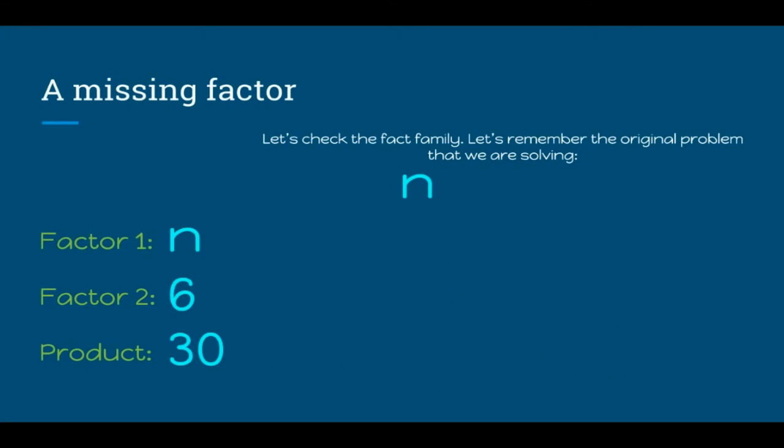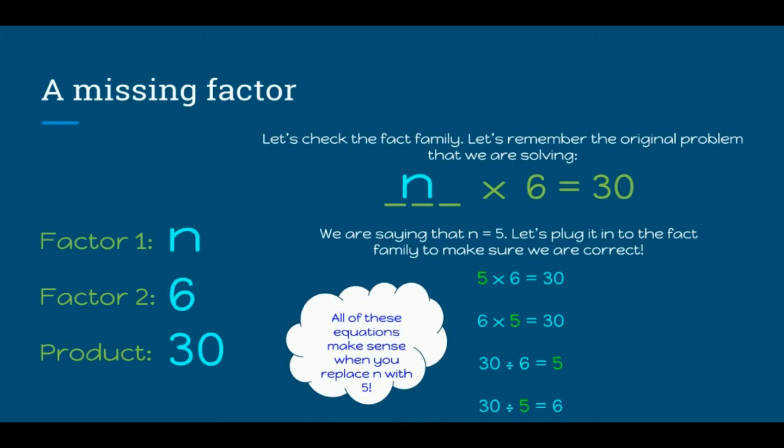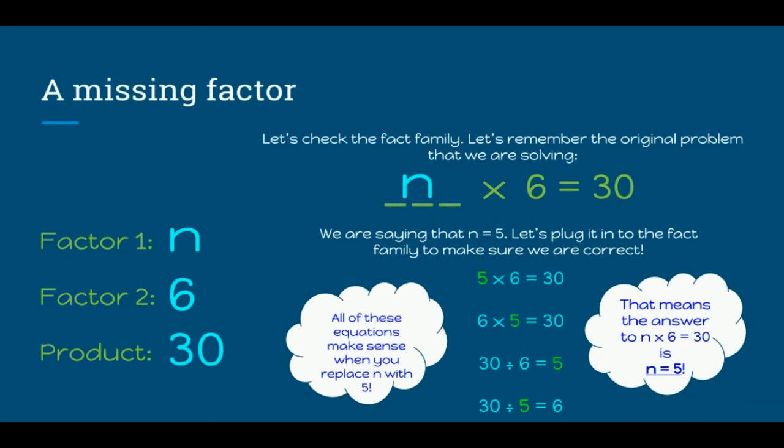Let's check. Remember the original problem? N times 6 equals 30? We're saying that n equals 5. Let's plug it in to the fact family to make sure we're correct. 5 times 6 equals 30? Yep. 6 times 5 equals 30? Sure thing. 30 divided by 6 equals 5? Uh-huh. And 30 divided by 5 equals 6. Great job. All of these equations make sense when you replace n with 5. That means the answer to n times 6 equals 30 is n equals 5.